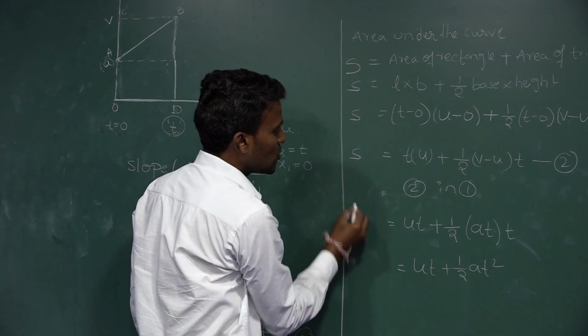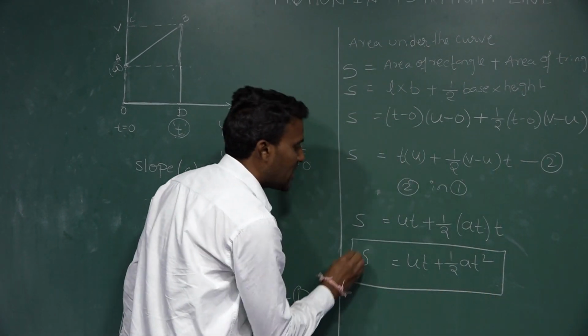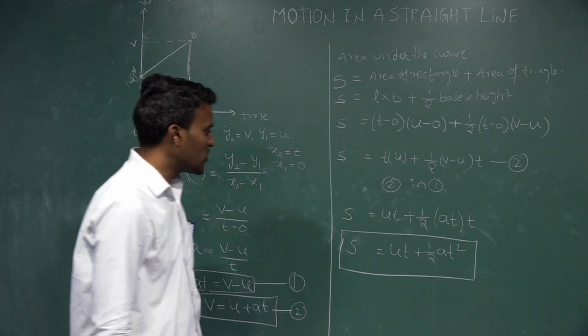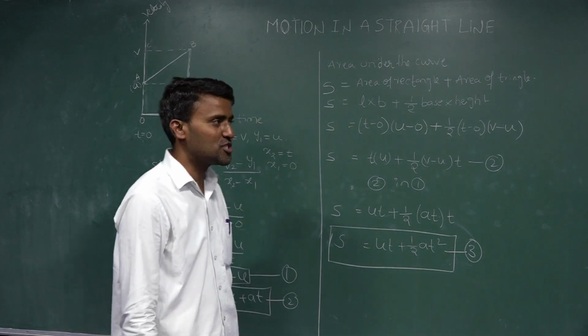So S is equal to ut plus half at square. That is equation number 3. Just we are writing equation number 3.